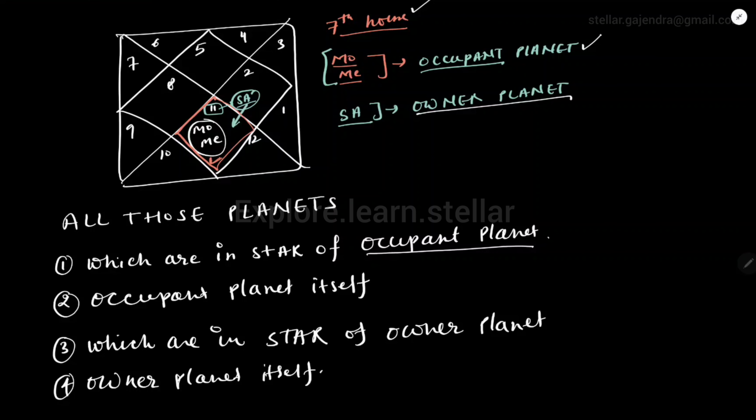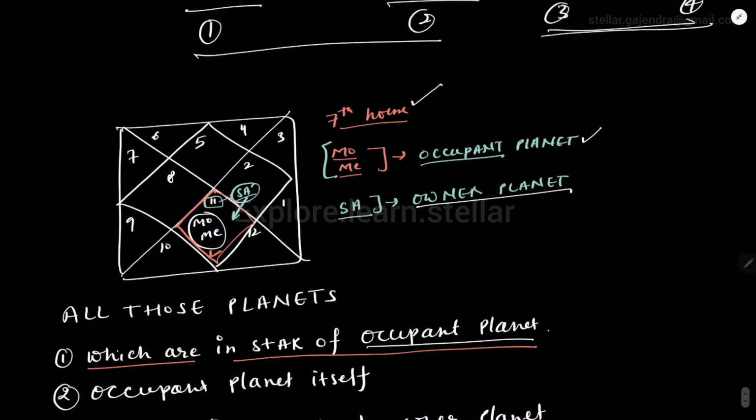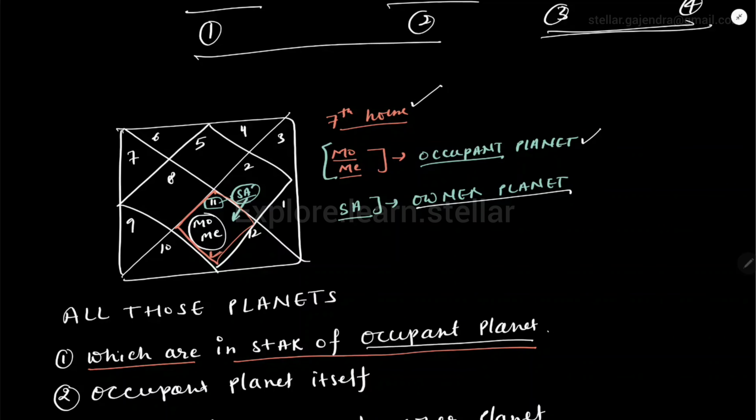So let's take the first rule, the star of the occupant planet. If you consider this chart, the previous example that we have discussed, the Moon and Mercury were the occupant planets of the seventh cusp. So we have 9 planets from Sun to Ketu. We will see all those planets which are in either the Moon's or Mercury's star. If there is any planet, then they will become the first level significator of that particular cusp, that is the seventh at this moment.